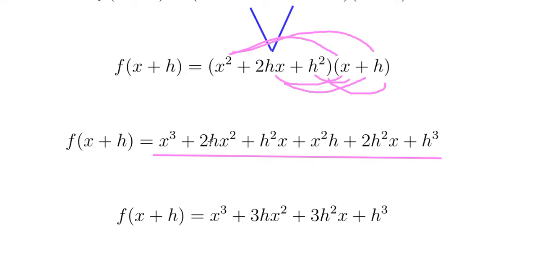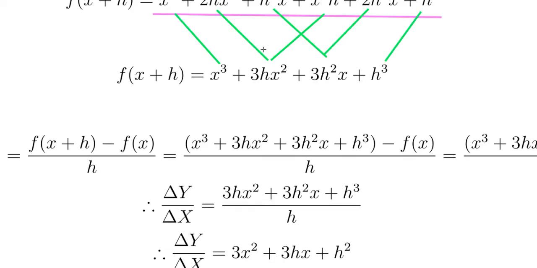For example, there's 2hx squared, right? And then there's also an hx squared here. 2hx squared plus an hx squared is 3hx squared. You can see that these two also join up. The rest come in nicely like so, and I've got this equation.